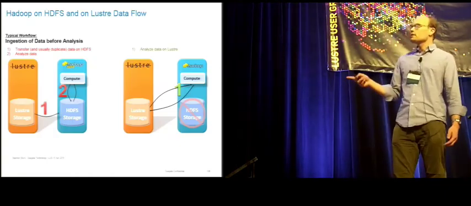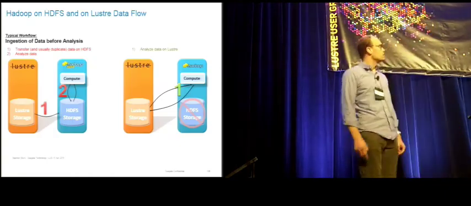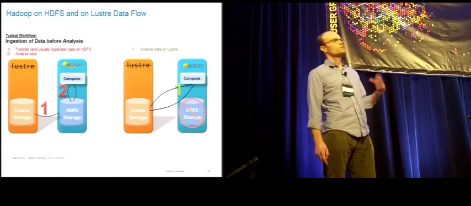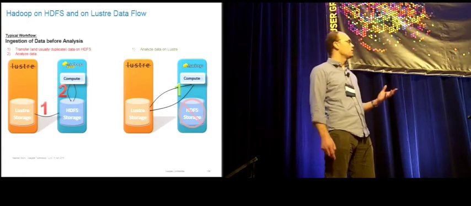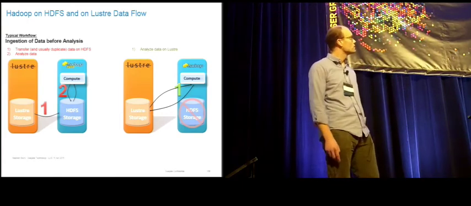This is just basically the data movement path. In one choice, you have to transfer into HDFS, do your analysis, and move it out, or you can just keep it on Lustre. We already know this, so I'll skip it quickly.